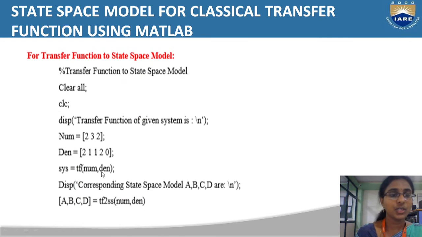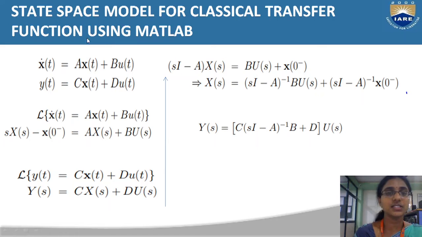My code is A, B, C, D. Here we have to obtain the state space model. A, B, C, D is equal to, and what is the code we use here? Transfer function to state space from numerator comma denominator. This is all about the program of transfer function to state space model. Here we give the input of numerator and denominator and obtain the A, B, C, D values. And next is the second case, converting the state space model into transfer function. Further, the input we require is the state space equations.